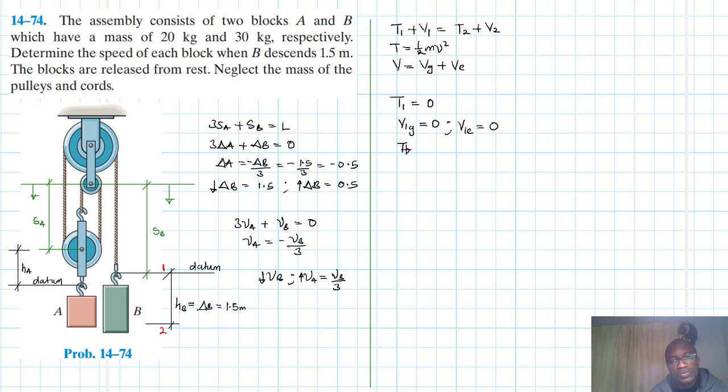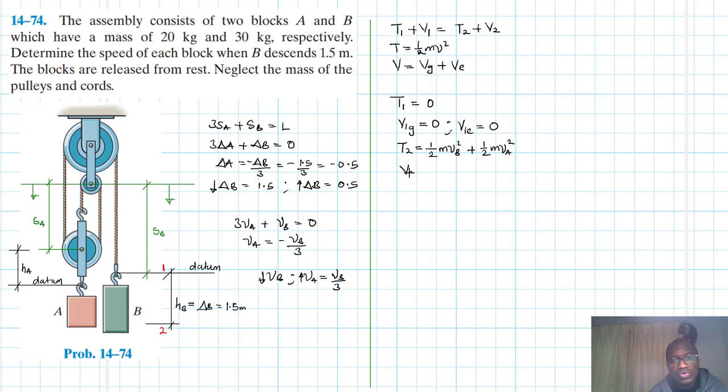Then T2, we are going to have half mv, this is the kinetic energy, m, we'll say this is VB squared. We also have another one. This is half mVA squared.